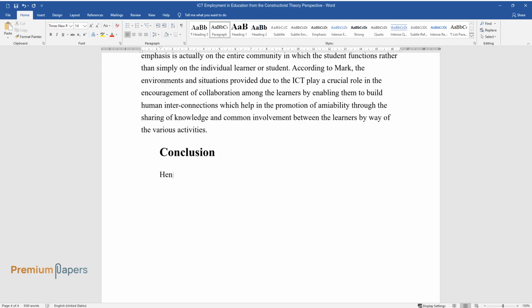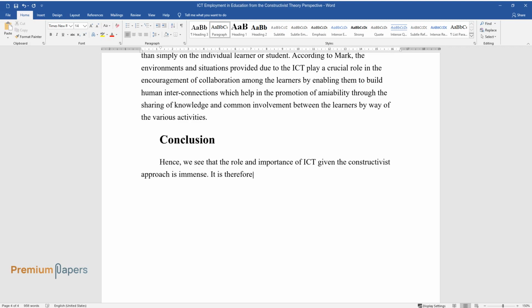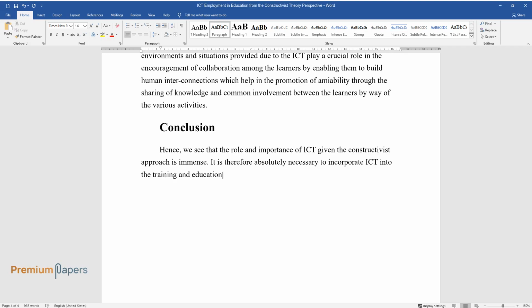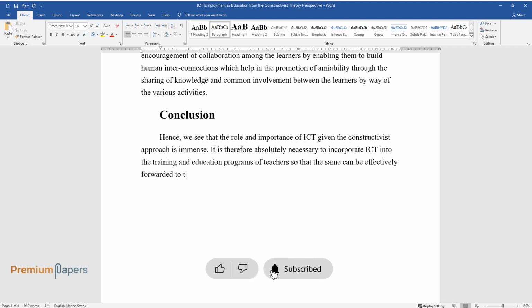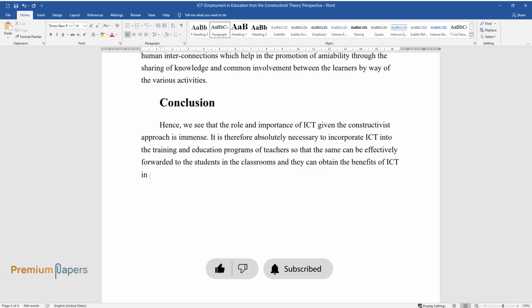Conclusion. Hence, we see that the role and importance of ICT given the constructivist approach is immense. It is therefore absolutely necessary to incorporate ICT into the training and education programs of teachers so that the same can be effectively forwarded to the students in the classrooms and they can obtain the benefits of ICT in education.